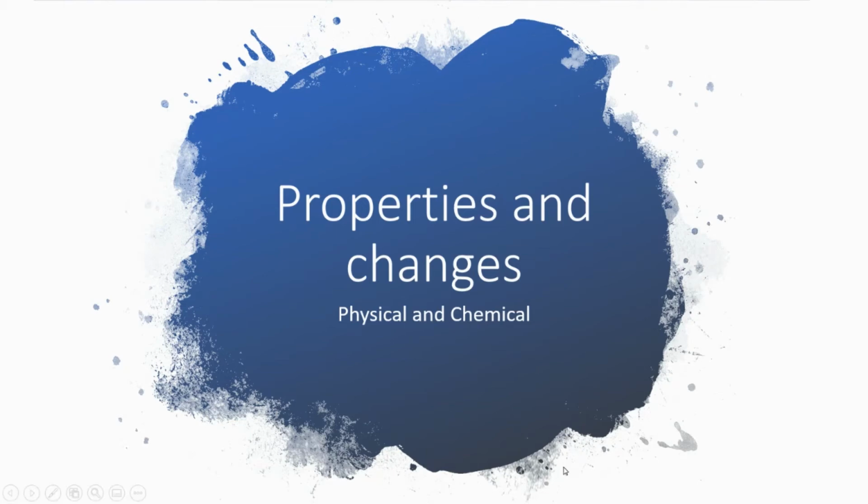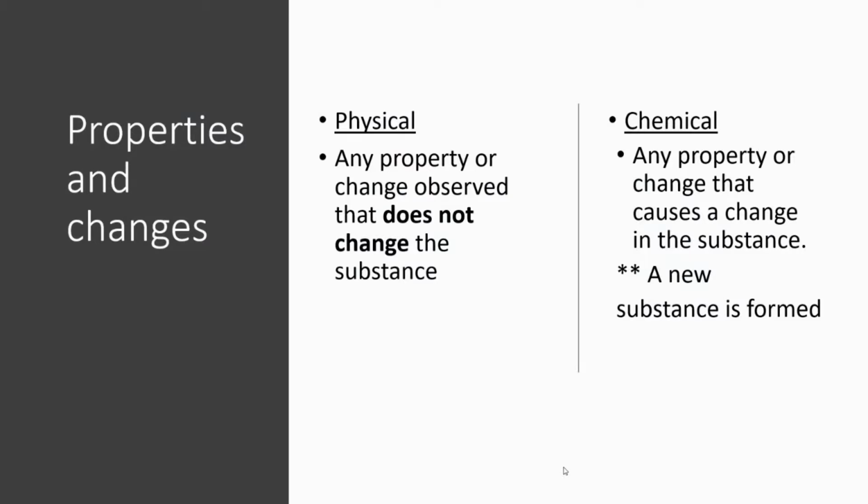Today we're going to go over physical and chemical properties and changes. A physical property is any property or change that is observed that does not change the substance into a completely different new kind of matter. A chemical property or change is a property that you can observe or a change that happens that changes the substance into a new substance. So key here, a new substance is formed.